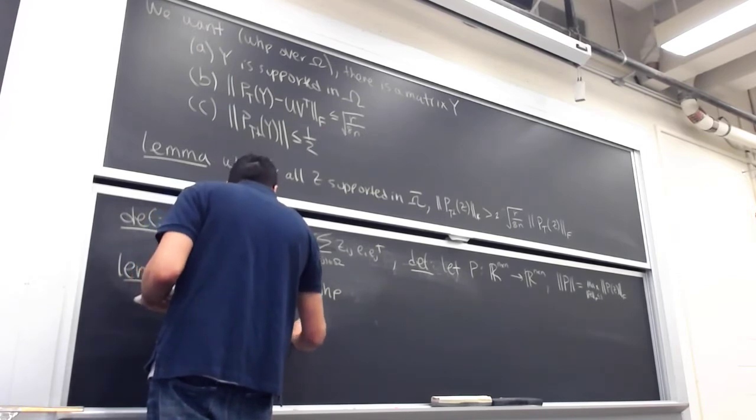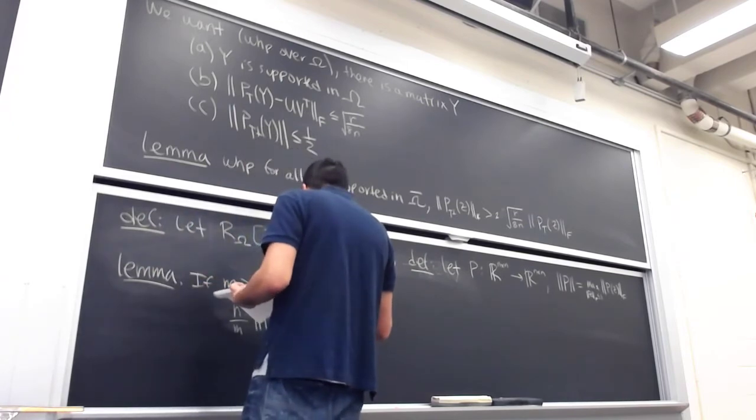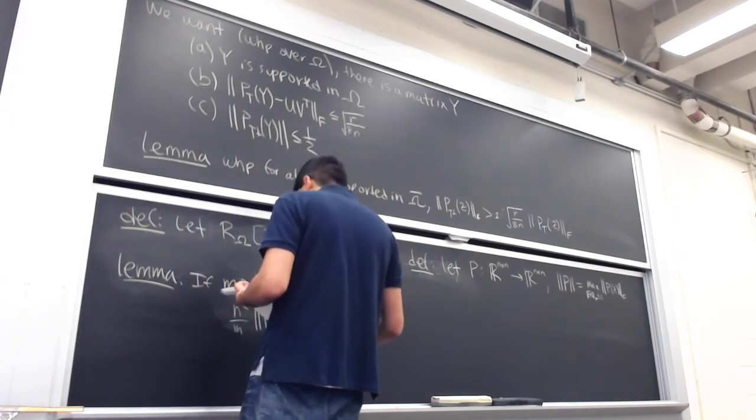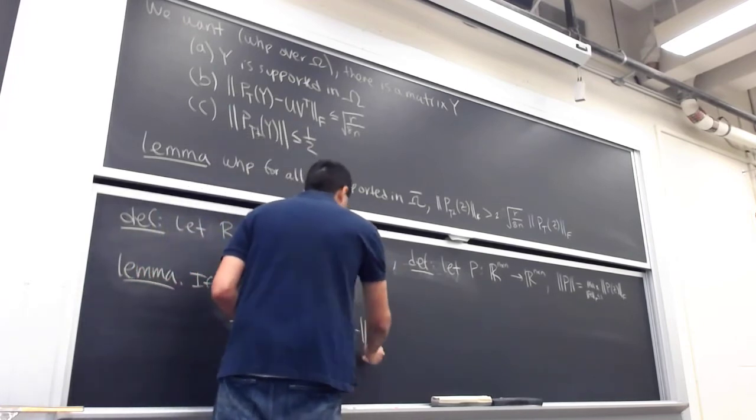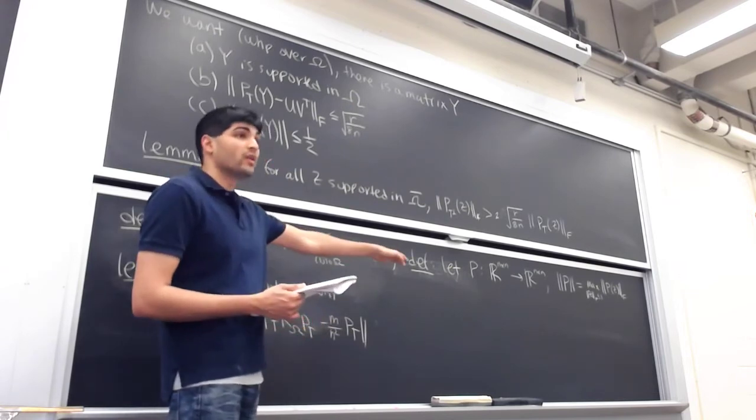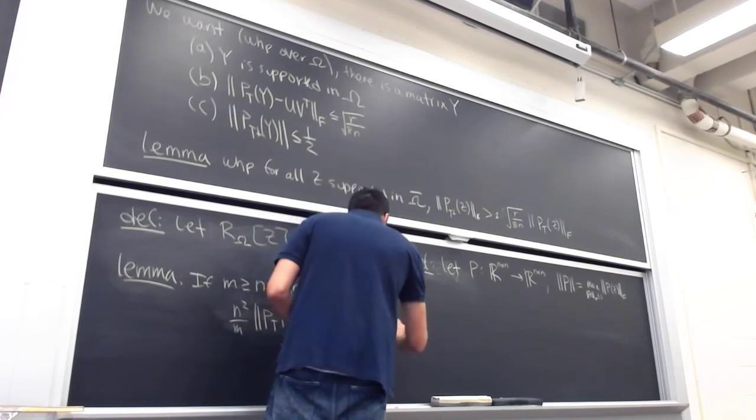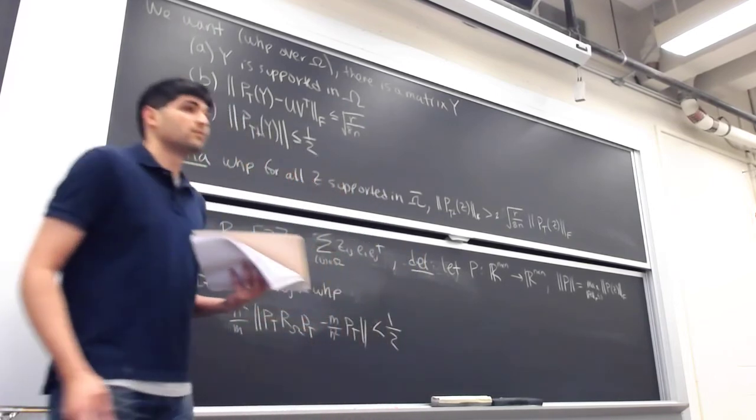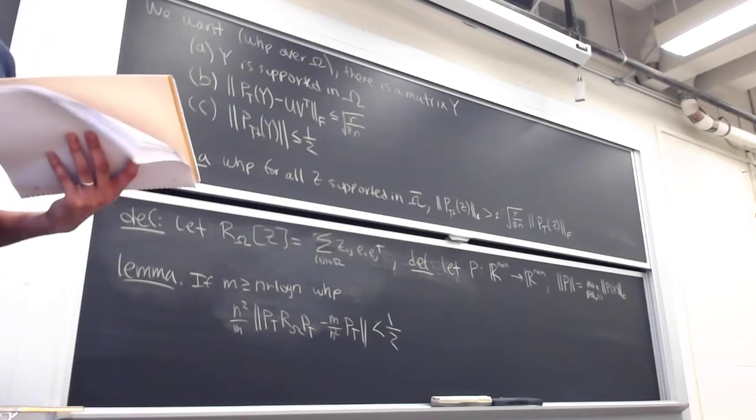if we take this operator PT R_omega PT minus m over n squared PT, this is some operator. And it has some norm associated with that operator in the same way that we have this definition. I want to say that with high probability, this thing is less than a half. So this is a statement that holds with high probability over omega.